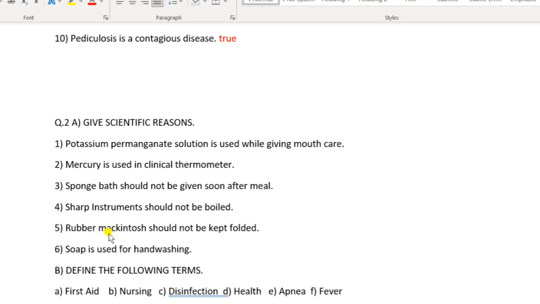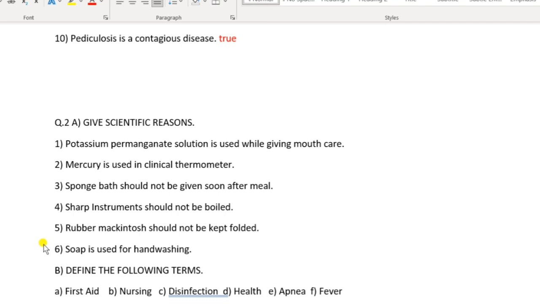Then, rubber Macintosh should not be kept folded. Rubber Macintosh is made up of rubber. It is used to prevent soiling and maintain cleanliness. When the Macintosh is folded, there are chances it will crack. Hence, rubber Macintosh should not be kept folded.